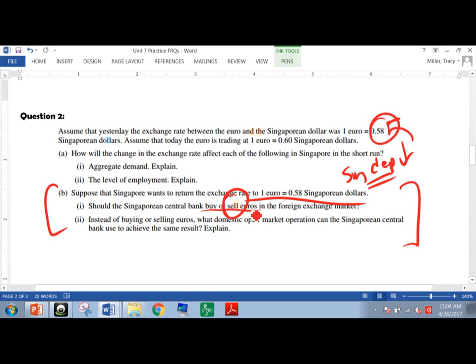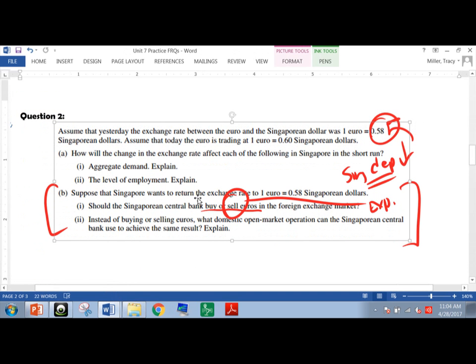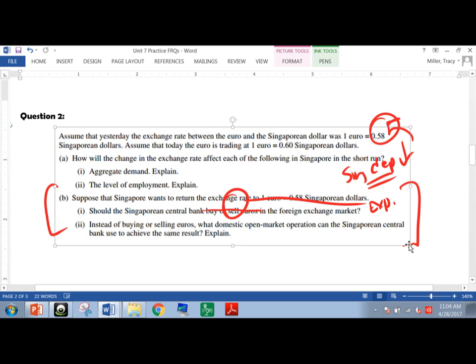So thank you, College Board, for only giving us one thing to do and giving us a 50-50 chance, because there is no explain here. If we hop over to the rubric, you'll see that they're just looking for the selling of the euros. Now, instead of buying or selling euros, what domestic open market operation could they complete?